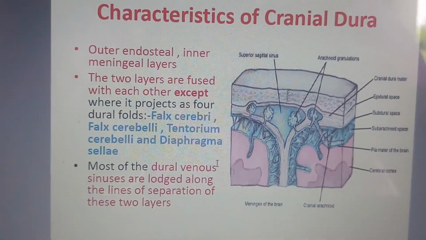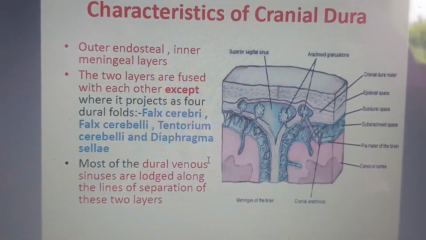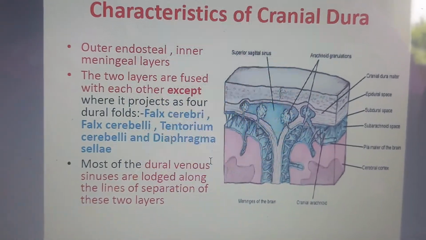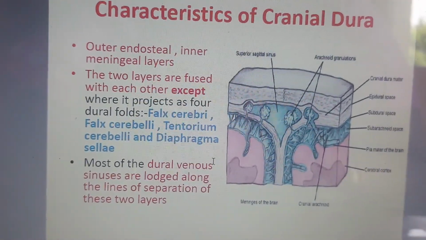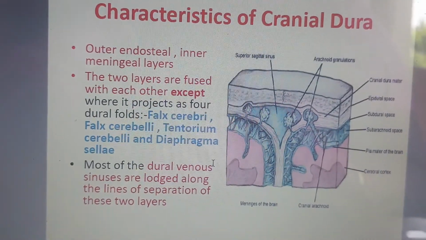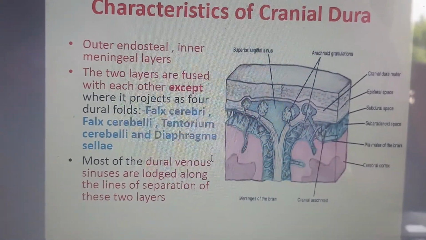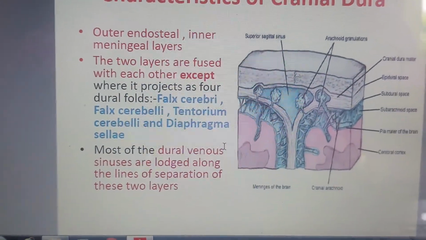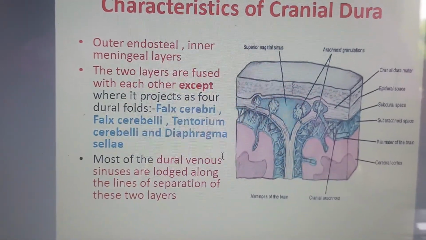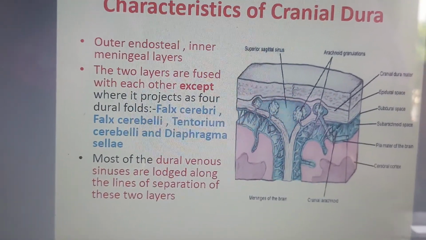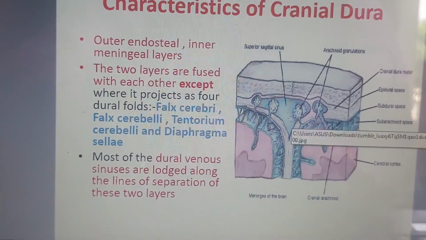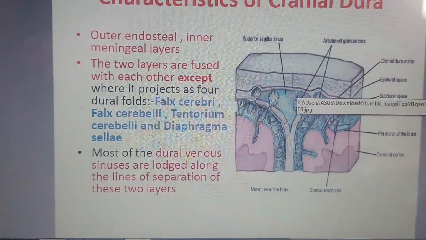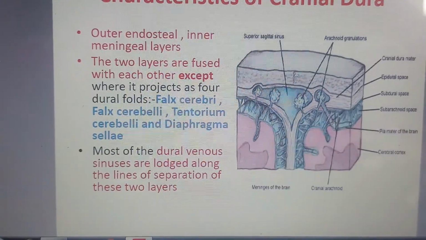Now come to the characteristics of the cranial dura mater. It consists of an outer endosteal layer and an inner meningeal layer. The two layers are fused to each other everywhere except some places where they project as dural folds. These folds are the falx cerebri, falx cerebelli, tentorium cerebelli, and the diaphragma sellae. Most of the dural venous sinuses are lodged along the lines of separation of these two layers. This is how the dural venous sinuses are formed, by the separation between the outer endosteal layer and the inner meningeal layer of the dura mater.